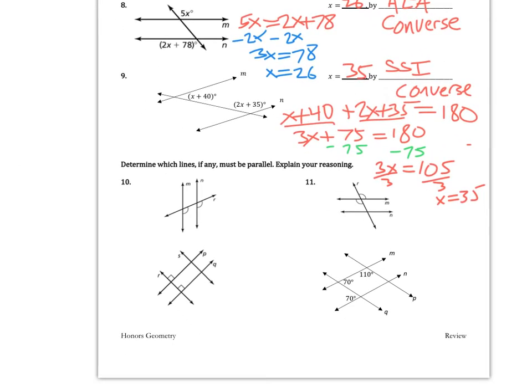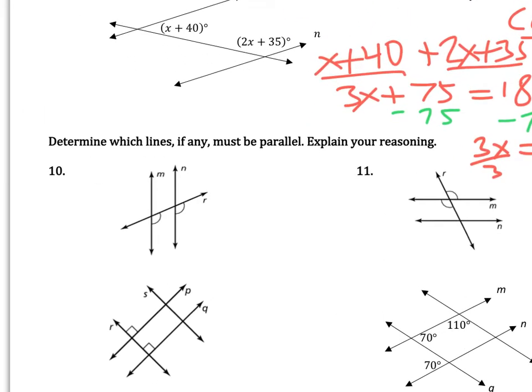So now we want to determine if these are parallel, and if so, we want to give a reason for it. All right. So here we've got two lines and a transversal, and these angles are corresponding angles. Remember these marks here mean that those two angles are congruent. So we can say that m is parallel to n. We know that has to be true, and that's by the corresponding angle converse theorem.